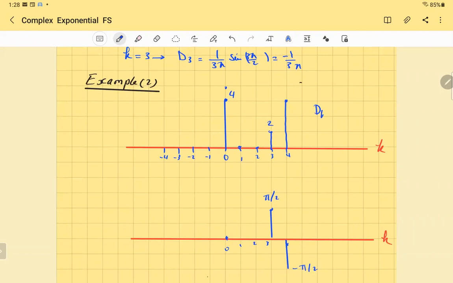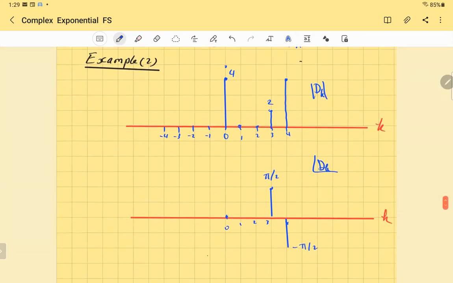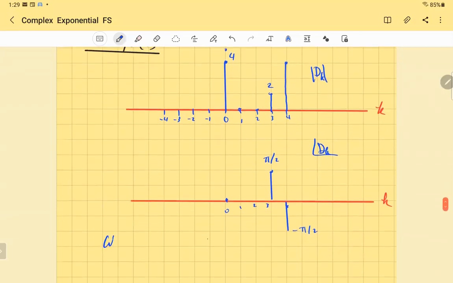This is the magnitude, and that's the phase. That's the magnitude d k, and that's the angle of d k. The question is, write the corresponding complex exponential Fourier series.